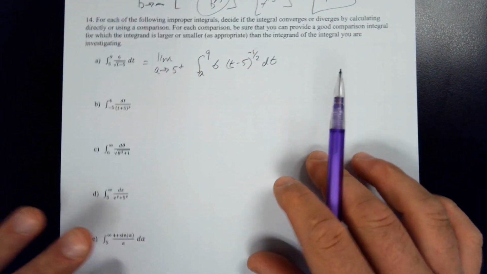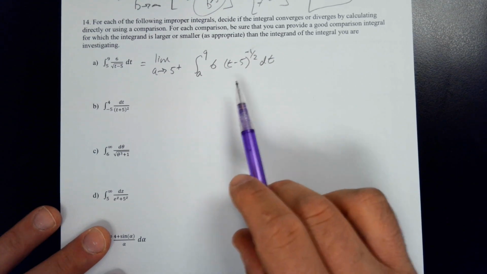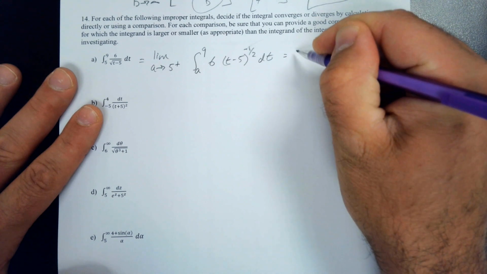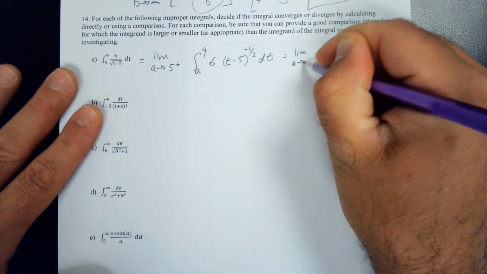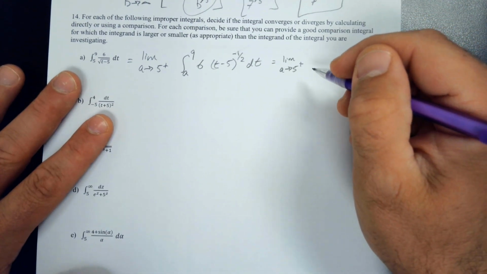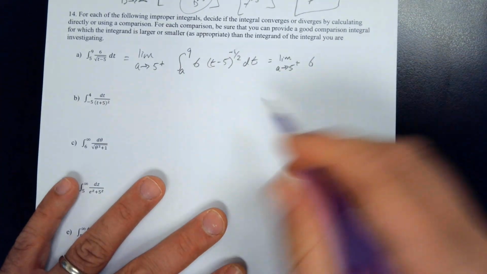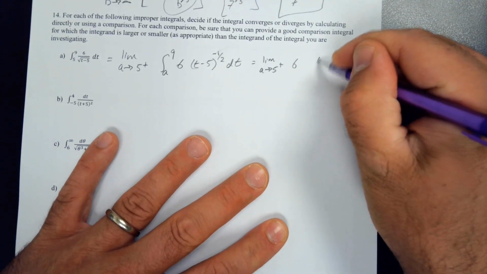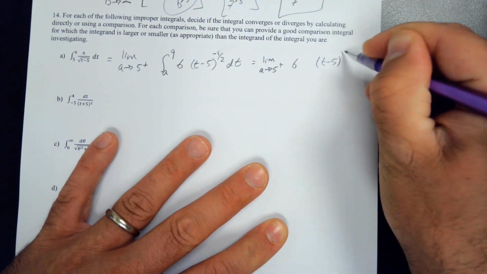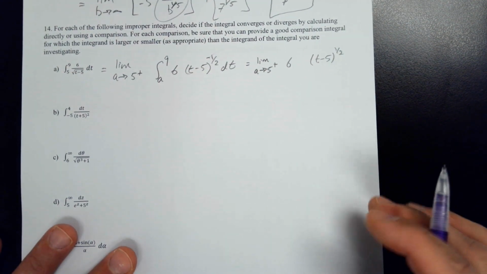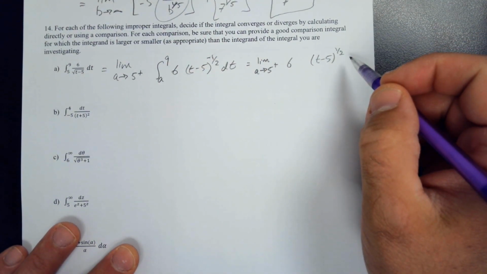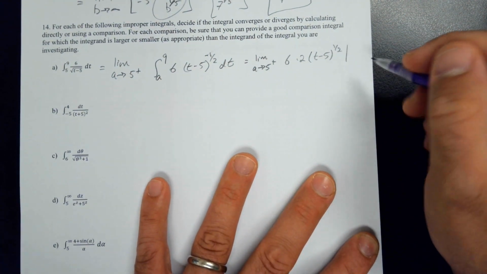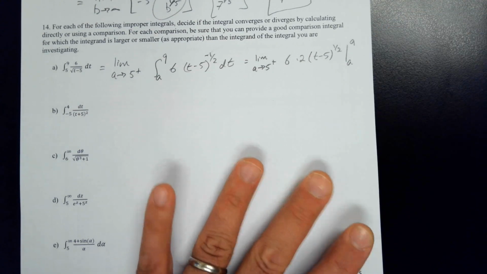Okay, this is something I know how to integrate. I can do a u substitution with u equals t minus 5, du is dt. Everything works out just fine. So this is the limit as a approaches 5 from the right of, if I integrate this, the 6 is still there. I'm going to raise t minus 5 to the 1/2 power. I'm going to have to divide by 1/2, which is the same as multiplying by 2. And I'm going to evaluate this from a to 9.